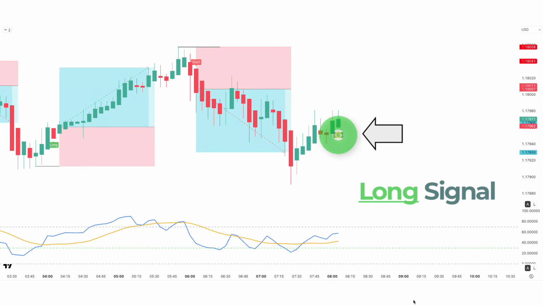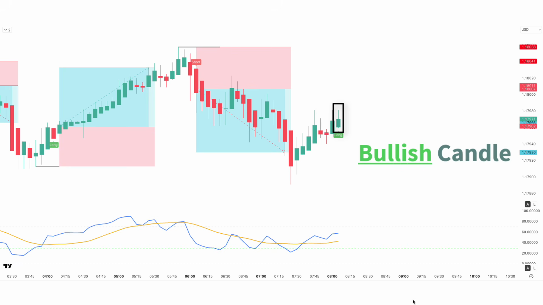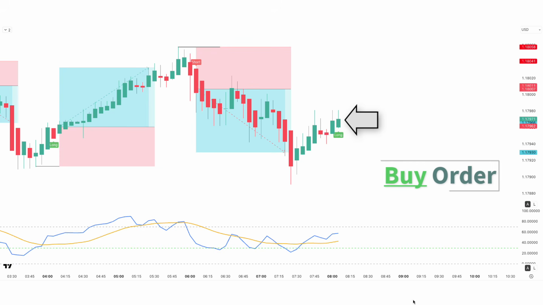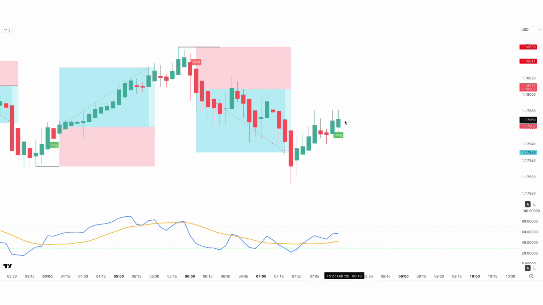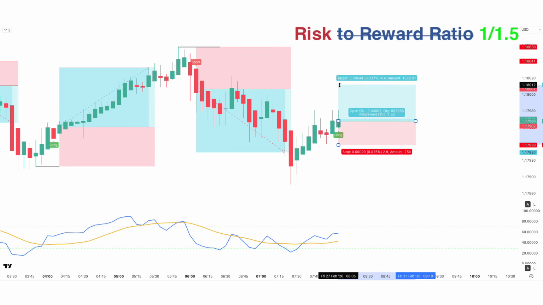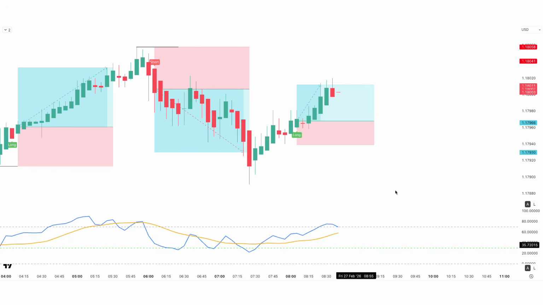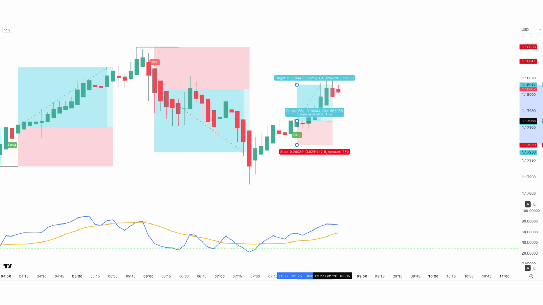Here, the QQE signals arrow of this indicator is a long signal. Here, the blue line of the RSI volume oscillator is above the orange line. Here, the market has made a bullish candle to give confirmation. So all our conditions are being fulfilled, so we are placing an order to buy. Our stop loss is to be placed at the previous low of the market, and the risk-to-reward ratio will be 1:1.5. We have won the trade. Let's find the next trade.